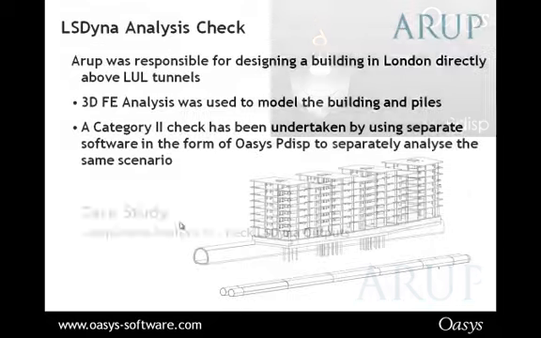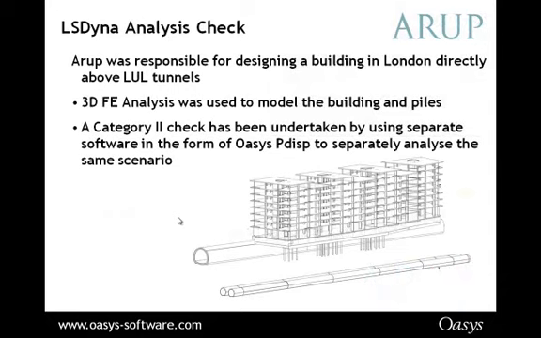So this is a study undertaken by Arup, and here Arup was responsible for designing a building in London directly above the LUL tunnels. In this case, for the preliminary problem, they did a 3D FE analysis, which was used to model the building and the piles. They really wanted to model things like soil structure interaction. But they were required to do a category 2 check, and this had to be undertaken using separate software, which was Oasys Pdisp.